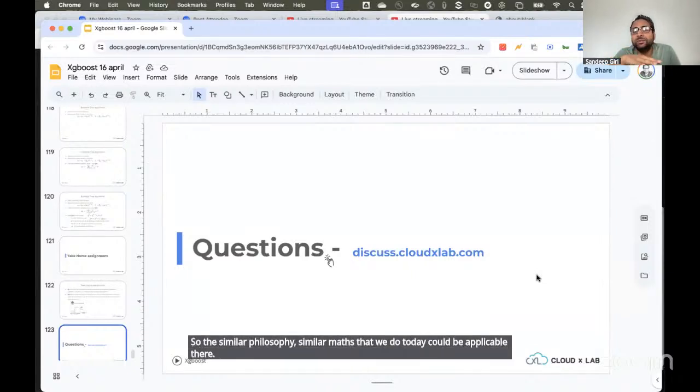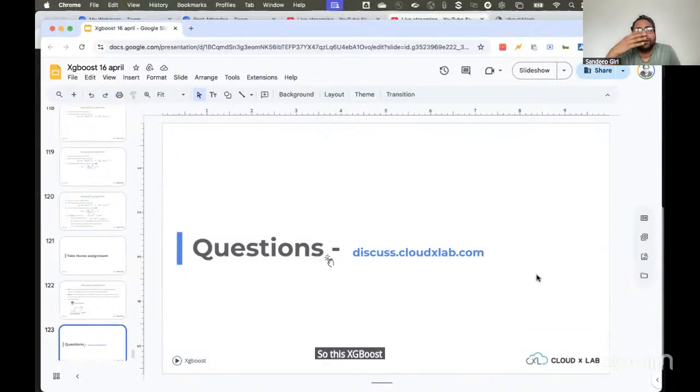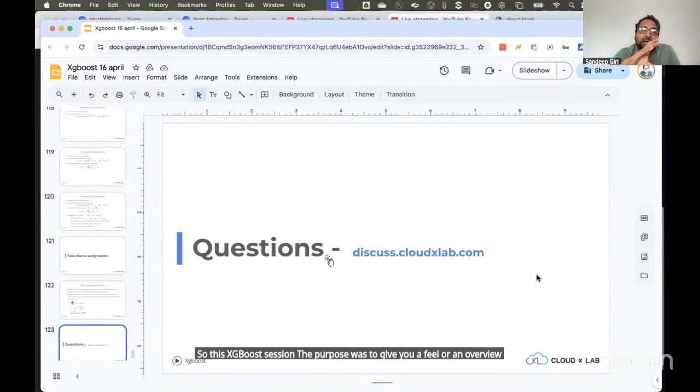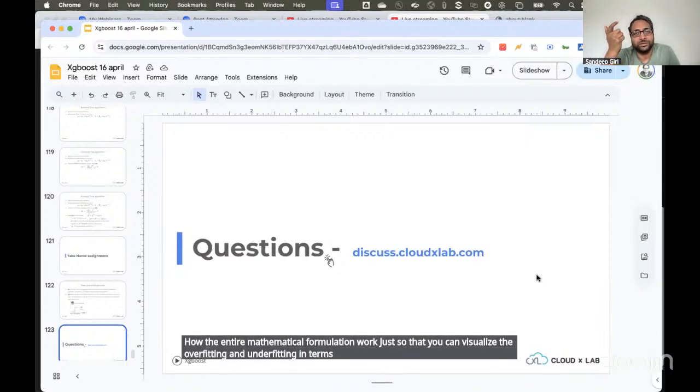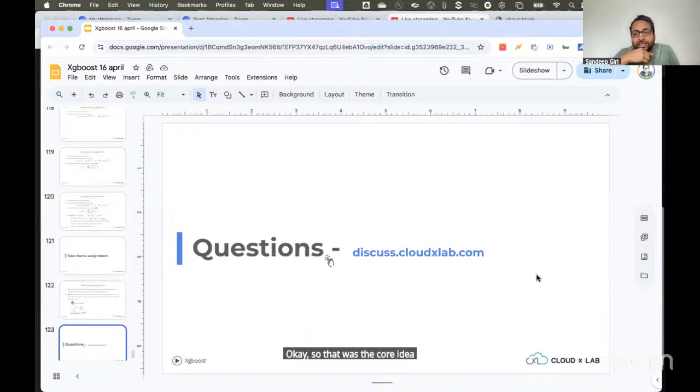So the purpose of this XGBoost session was to give you a feel or an overview of how the entire mathematical formulation works, just so that you can visualize overfitting and underfitting in terms of a mathematical equation. That was the core idea of this discussion. It had a couple of very interesting ideas in it.